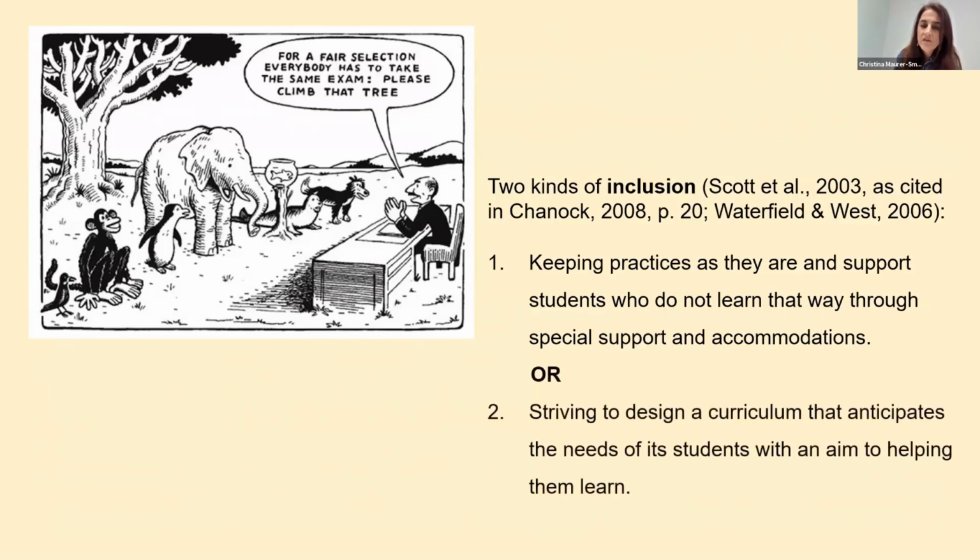Or we could strive to design a curriculum that anticipates the needs of its students with an aim to helping them learn. If this is a part of our student body, then we should try to teach them in a way that is going to help them learn. And it's very well known that assessment is key to what students will learn and how they will engage with their unit.